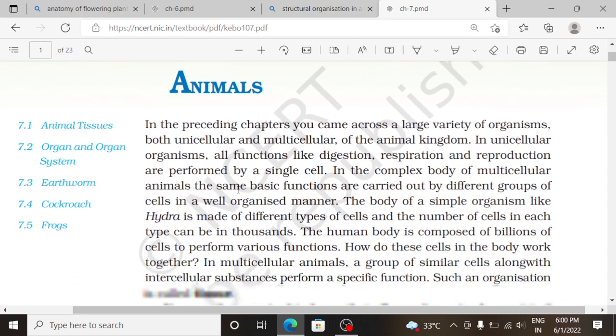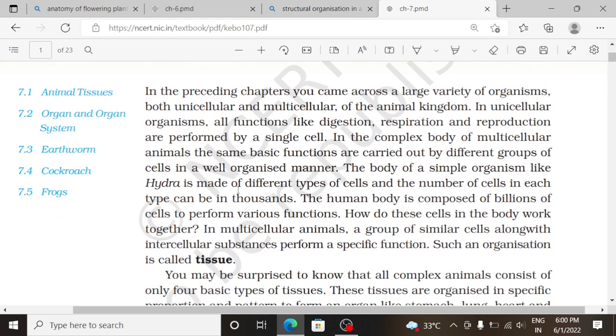In the preceding chapters you came across a large variety of organisms, both unicellular and multicellular, of the animal kingdom. In unicellular organisms, all functions like digestion, respiration, and reproduction are performed by a single cell. In the complex body of multicellular organisms, that is animals, the same basic functions are carried out by different groups of cells in a well-organized manner.